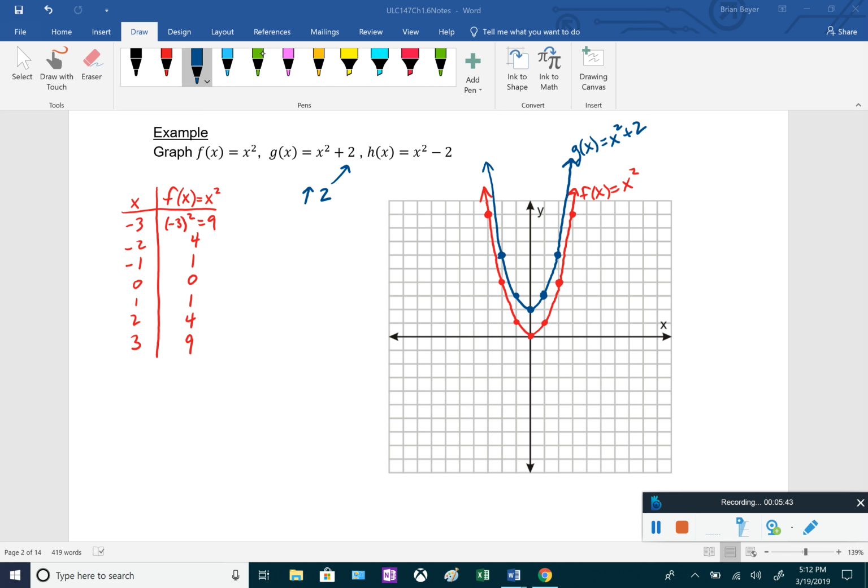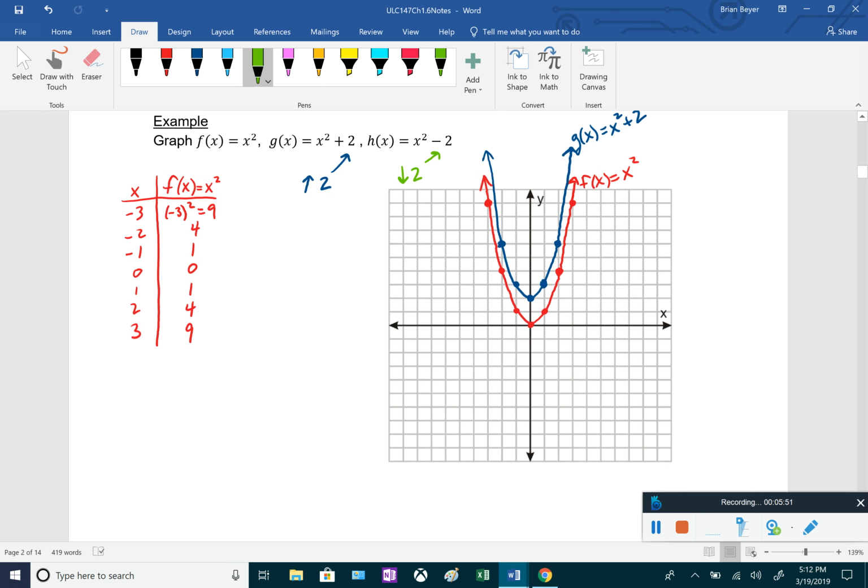So next for h of x, we can see the minus 2. That means it's going to be a vertical shift down 2 units from f of x. So we're going to go to every coordinate on f of x and move them all vertically down 2 units. And we're going to connect those, and we will get that for h of x.